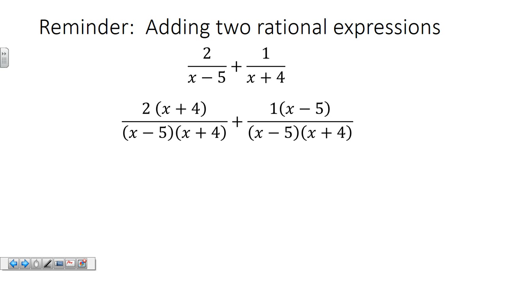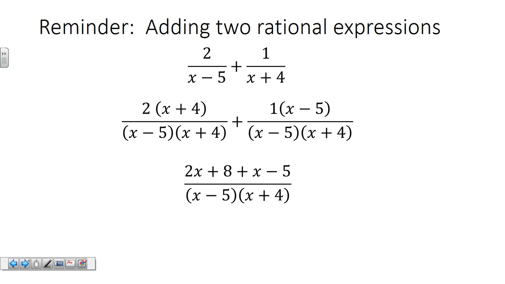So the first fraction is missing the x plus 4, so I multiply that in on the top and on the bottom. Remember, when we're multiplying by x plus 4 over x plus 4, we're really just multiplying by 1, which doesn't change the fraction. The second fraction is missing the x minus 5, so I multiply that fraction by x minus 5 on the top and on the bottom.